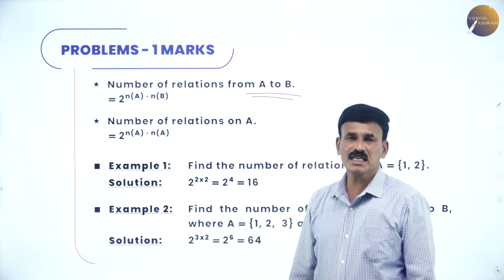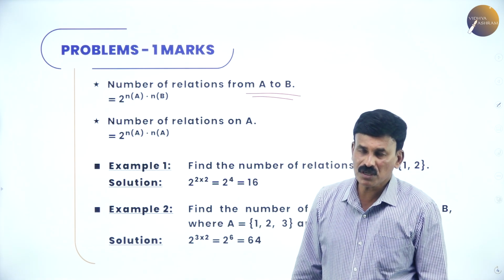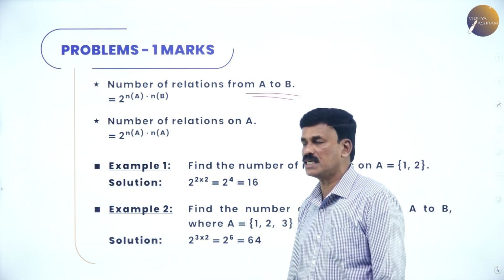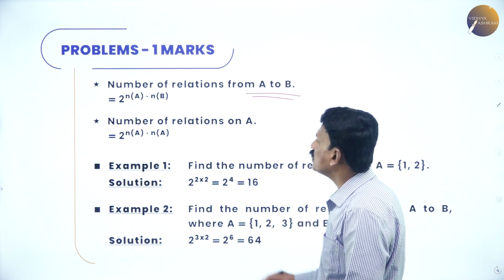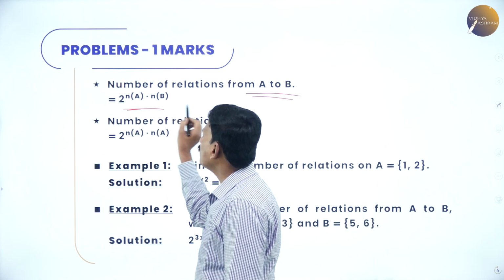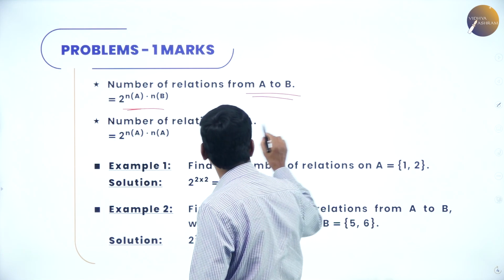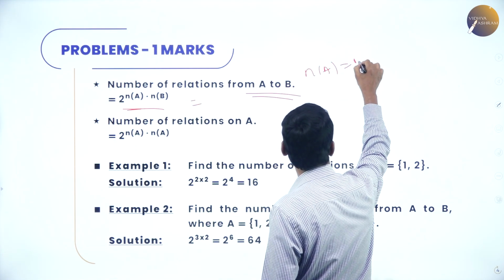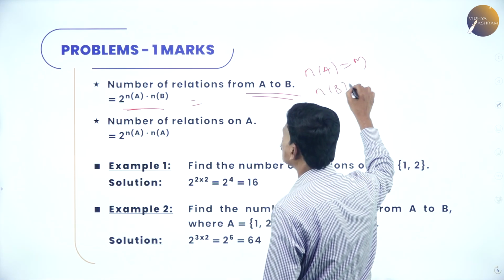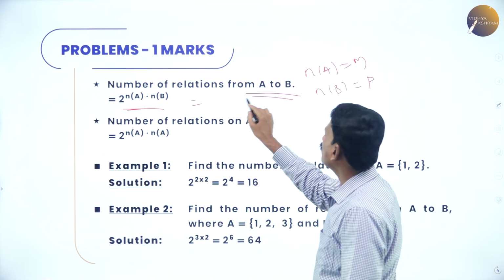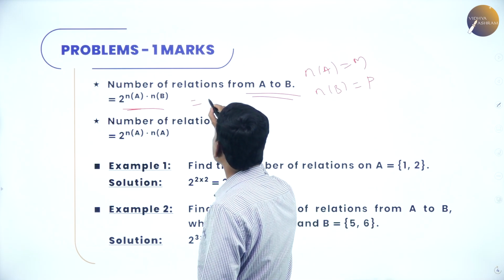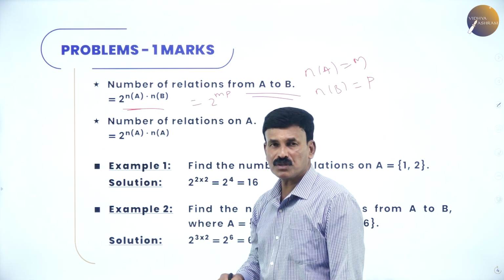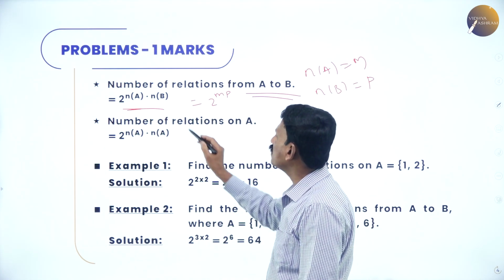Suppose the number of elements in a set A is M and the number of elements in a set B is N, then the number of relations from A to B is 2 to the power of number of elements in A into number of elements in B. That is, if the number of elements in A is M and in B is P, then the number of relations from A to B is always 2 to the power of M into P.